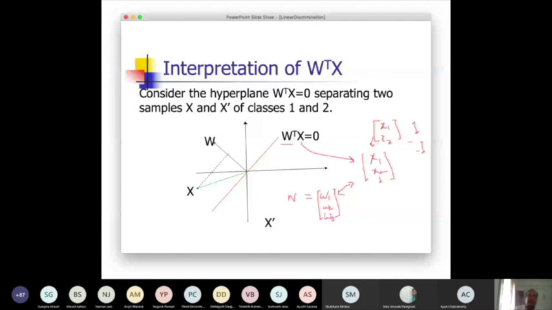Right? So when you are performing this operation, you are also computing the dot product of X with respect to W. This distance you can compute when you are performing this operation, W transpose X. When you normalize it by the magnitude of W, then you are computing this distance, which means you are computing the distance of X from the hyperplane passing through the origin in this case. Is it clear?